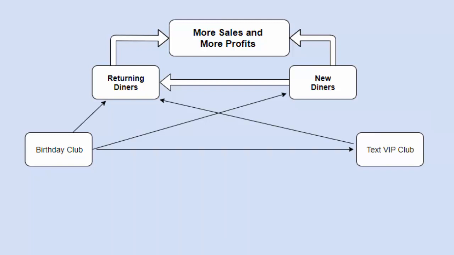Let's continue now though and look at the other parts of the maximum impact system and how they all work together to massively increase your customer numbers. If you remember, I mentioned that when people join the birthday club, we also ask them for their email address. And that's because we're also building an email list.